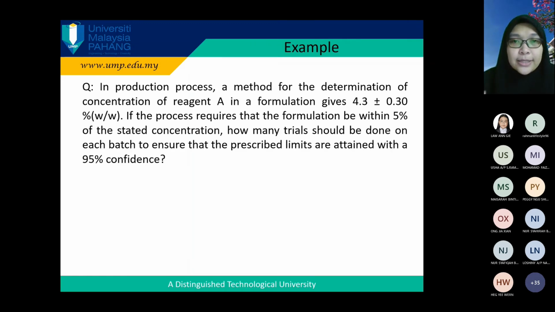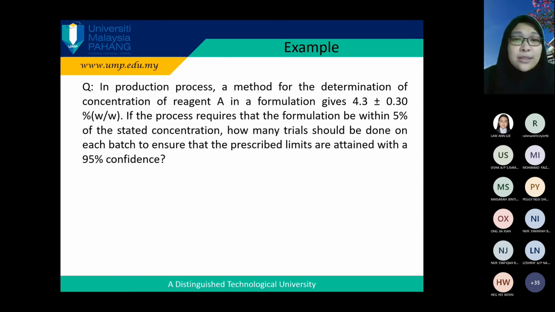Okay, in a production process, a method for determination of concentration, the reagent A concentration in a formulation gives 4.3 plus minus 0.30% by weight, weight over weight. So that is the concentration of reagent A. If the process requires that the formulation be within 5% of the stated concentration, how many trials or replicates should be done on each batch to ensure that the prescribed limits are attained with a 95% confidence?